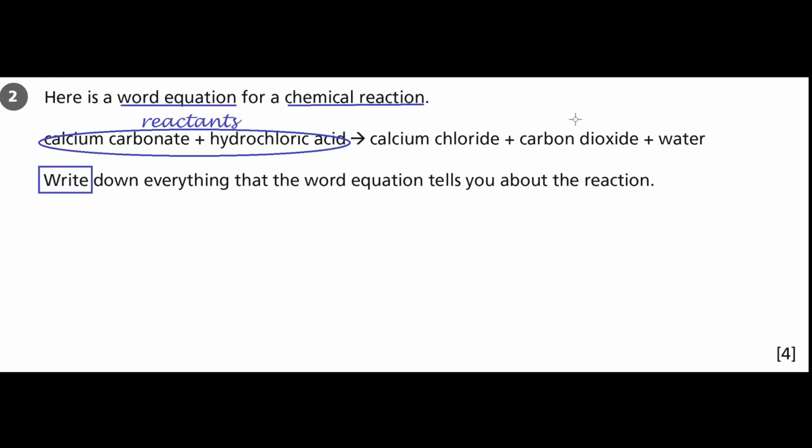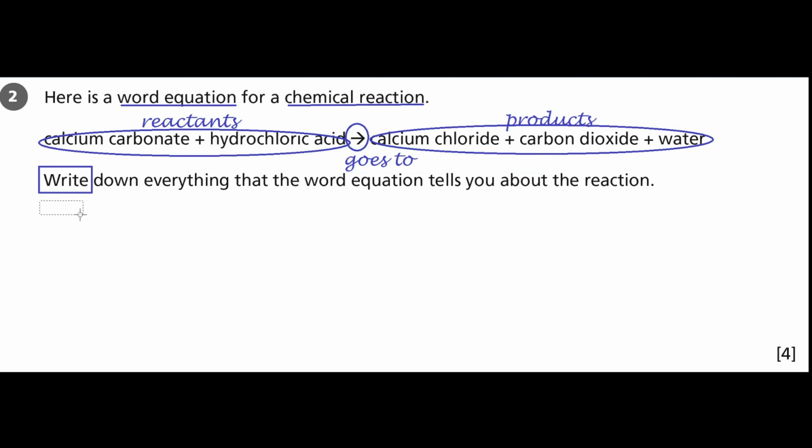I'm now going to make sure I'm aware of what the products are, and in this case the products are calcium chloride, carbon dioxide and water, and once again I'm going to label those as products. The last thing I need to be aware of is that I have an arrow, not an equal sign. What does the arrow actually mean? It means goes to. That's because the reactants go to the products. They don't mix, they don't equal, they literally become the products.